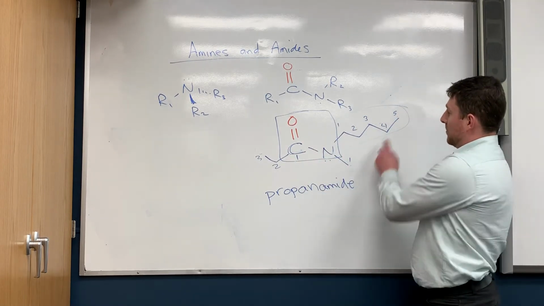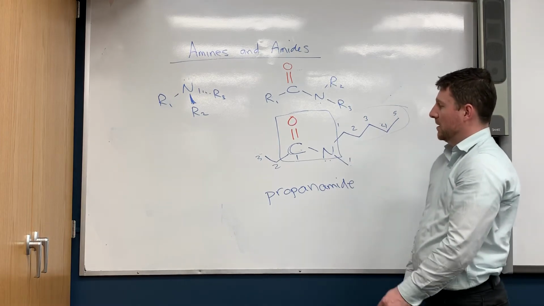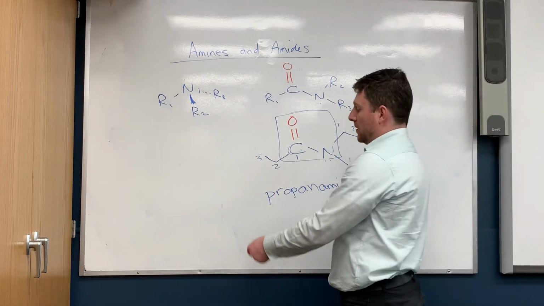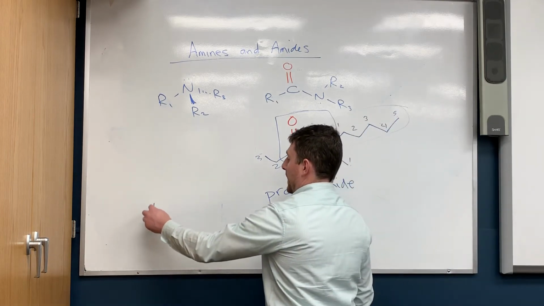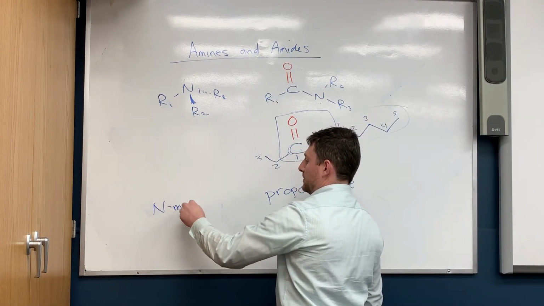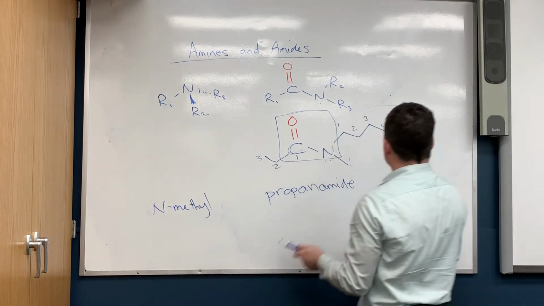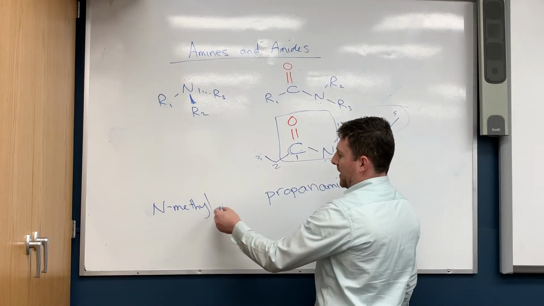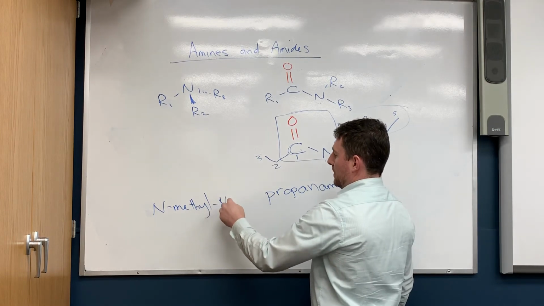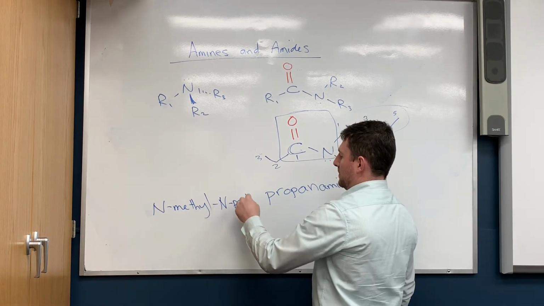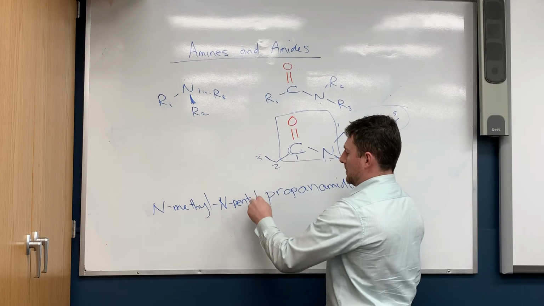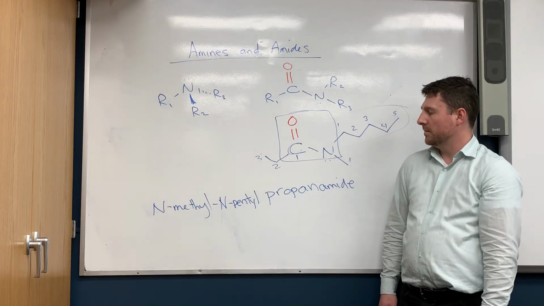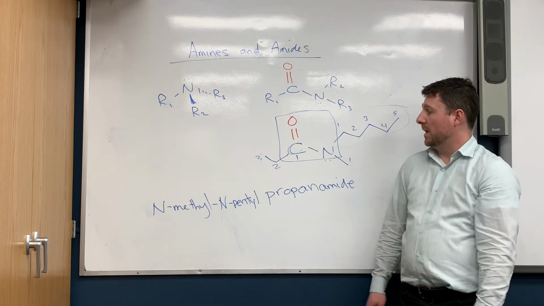Then again, we have to say, well, what's on the nitrogen? Well, we have a methyl and a pentyl, and M comes before P. So we'll have N methyl. Oh, sorry, not propyl. Pentyl, right? So N methyl, N pentyl, propanamide. Right? And that's how we name amines and amides.